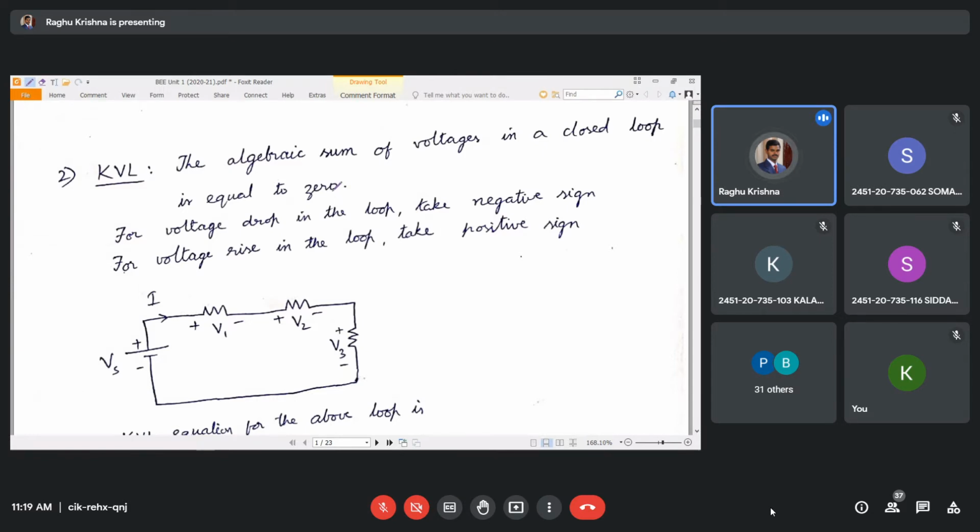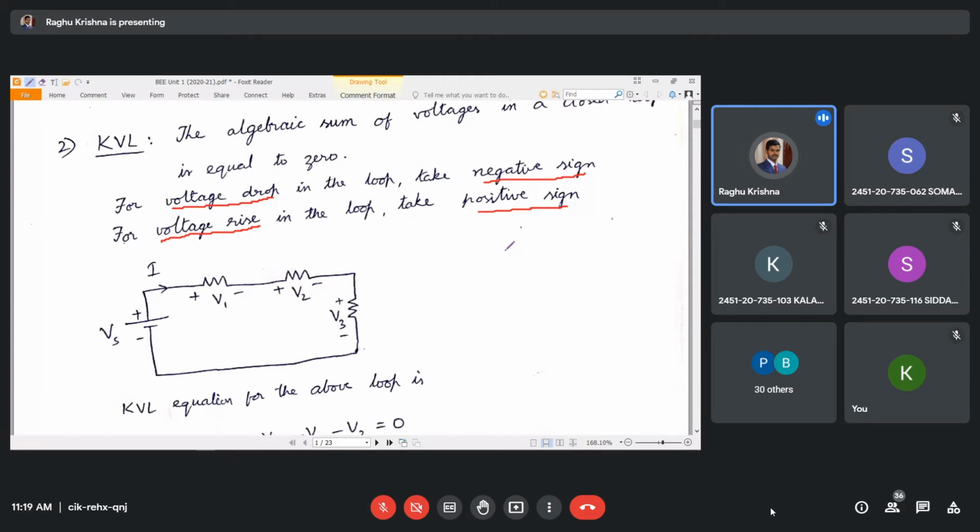Now coming to sign convention. For voltage drop in the loop, take negative sign. For voltage rise in the loop, take positive sign. So if there is a voltage drop, take negative sign. If there is a voltage rise, take positive sign.